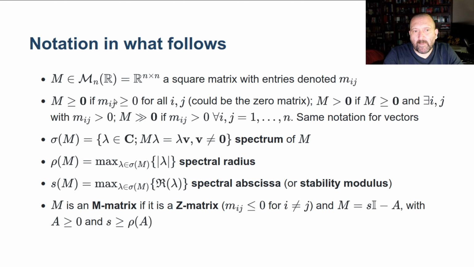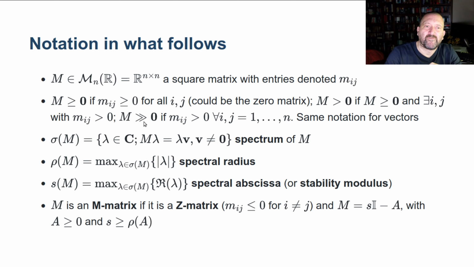I'll write that a matrix is non-negative if all its entries are non-negative, but that could be the zero matrix. I'll write that a matrix is positive in that sense, but it's not a positive matrix, if it is a non-negative matrix and there's at least one non-zero entry. A lot of matrix analysis books use this notation, greater than or equal to 0, for this type of matrix, or they use this notation and say and M not equal to 0. I prefer this notation, and for what we call a positive matrix, I'll use this strongly positive notation. This means that the matrix has all its entries positive.